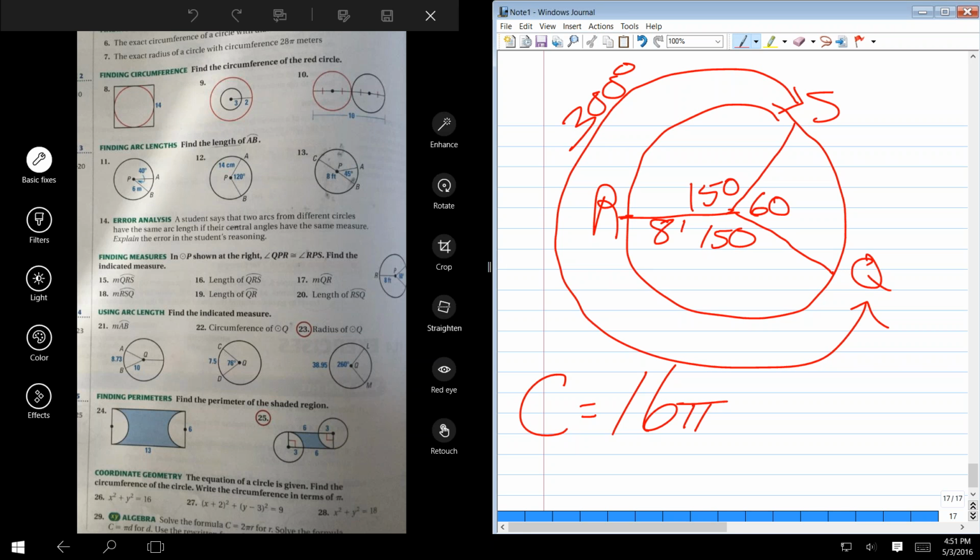150. No, that's the angle. That's the measurement of that arc. But that would be 150 degrees. When we're talking arc length, you have to figure out the length of the circumference and then multiply it by the part of the circle that we're looking at. Okay. So the length of the circumference is still 16 pi as long as we're dealing with this circle. And from Q to R, what part of the circle is that?